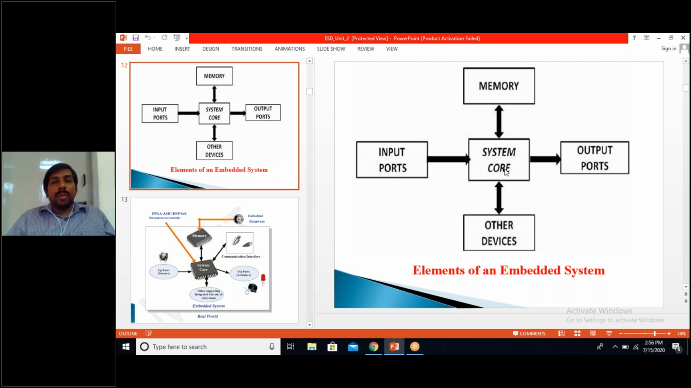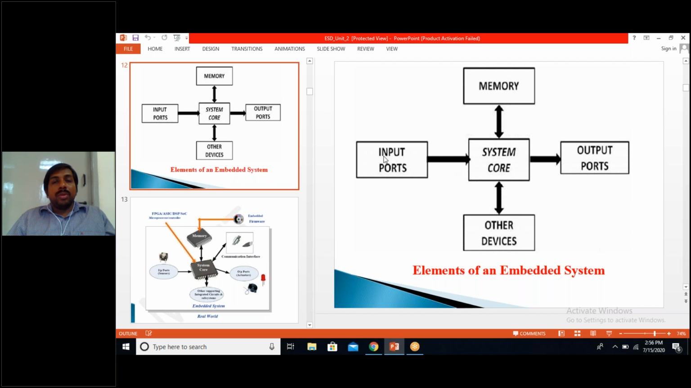So your system core can be a general purpose device like a microprocessor, microcontroller, or DSP, or it can be an ASIC, or a PLD, or a commercial off-the-shelf component. Commercial off-the-shelf component means it is readily available. It is manufactured by the manufacturer, and you can just use a single unit like a TCP/IP unit or a remote control unit used in an electronic toy. You can purchase it from the vendor and directly insert it in the embedded system.